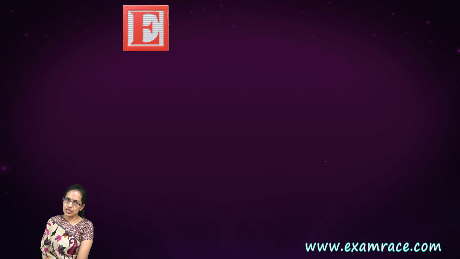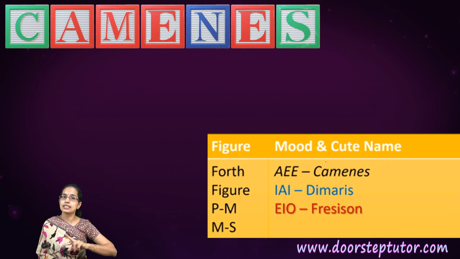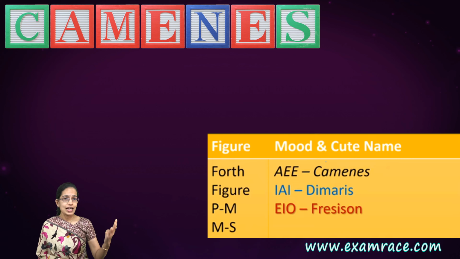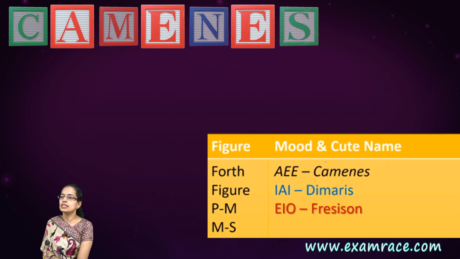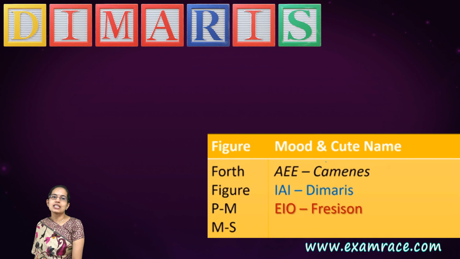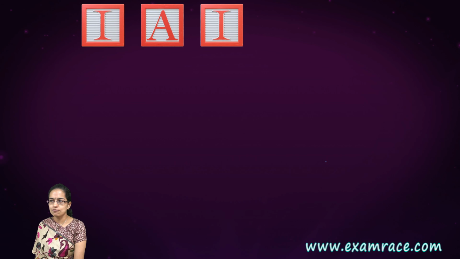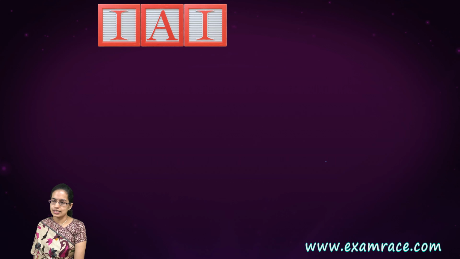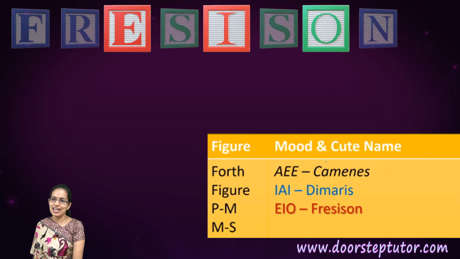The next one is figure 4, which is the mirror of figure 1. So you have the middle term in the major premise and the minor premise, which are alternately arranged, and 3 such valid forms that we will see here. The first one is the Camenes. I remove all the consonants and I have AEE as the valid form. The next is the Dimaris. I again remove all the consonants, I have IAI as the right option. And finally the last one, Fresison. I remove all the consonants and I have EIO as the fourth figure that is true.